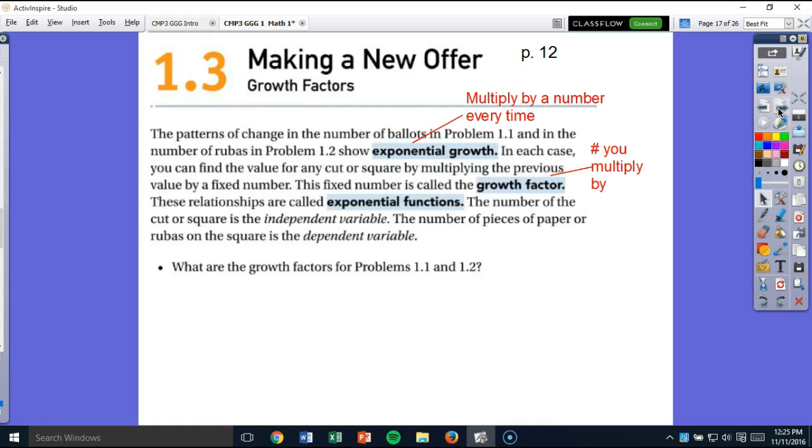As we look to page 11 in your book, we're finding that maybe the King decided he needs to make a new offer, otherwise he might go broke. As you found out yesterday, those numbers added up fairly quickly. So the patterns of change in the number of ballots in problem 1.1 and in the number of rubas in problem 1.2 show exponential growth, meaning they multiply by a number every time.